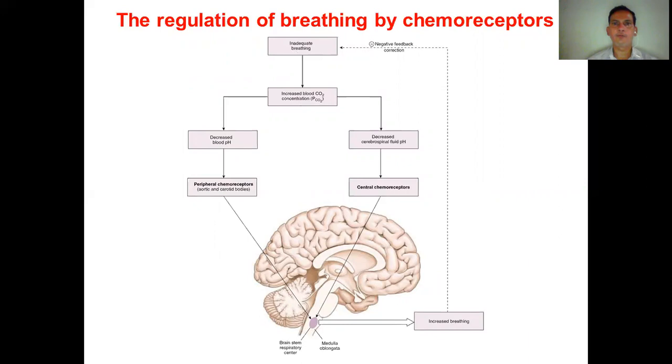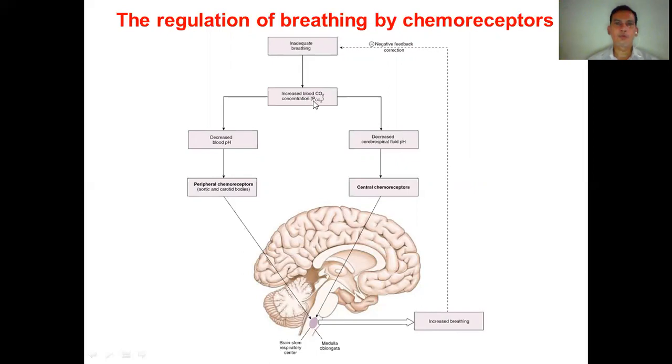the partial pressure value of CO2 increases. Now this increase in CO2 leads to a decrease in the blood pH, and this decrease in blood pH will lead to sensing by the peripheral chemoreceptors, which are present in the aortic and carotid bodies. Now they're going to send a signal to the medulla oblongata. Now this medulla oblongata will get a message that it needs to increase the breathing. Now it will send a message to increase the breathing.